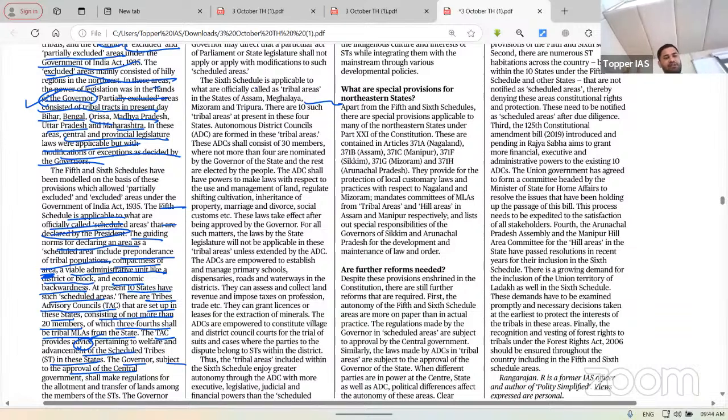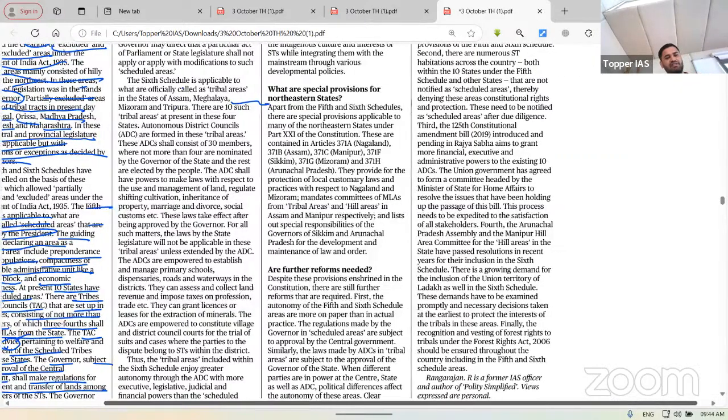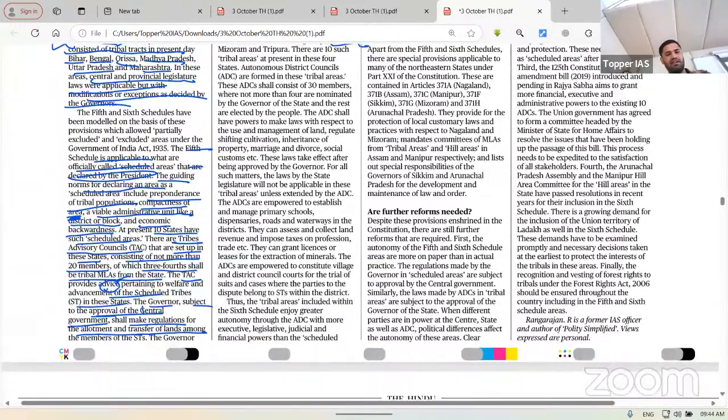So the governor, subject to the approval of the central government. Remember that. Subject to the approval of the central government. Okay, I will tell you what it is. Shall make regulations for the allotment and transfer of lands among the members of STs. Now the governor has some powers. One of those powers is that he will make regulations for allotment of lands to members of scheduled tribes. Land allotment should happen only among the ST population in those regions, so who makes such regulations? The governor. But while he makes these regulations he has to seek permission from the central government, that means the President.